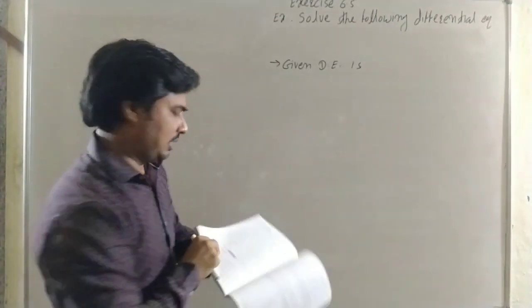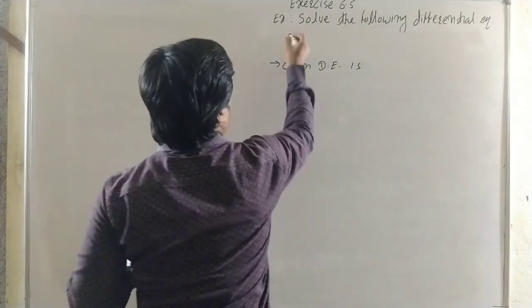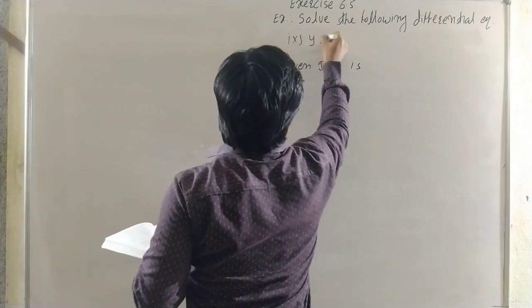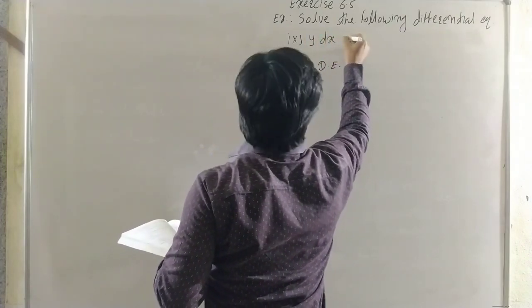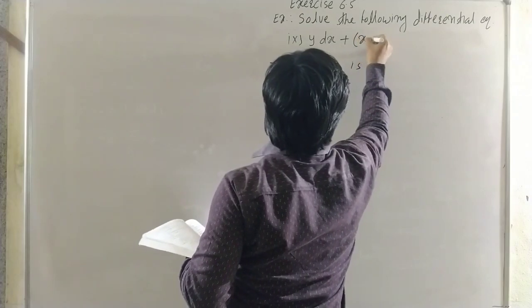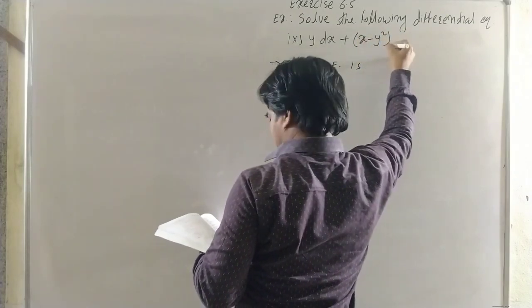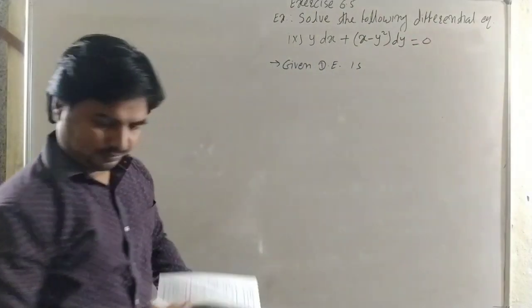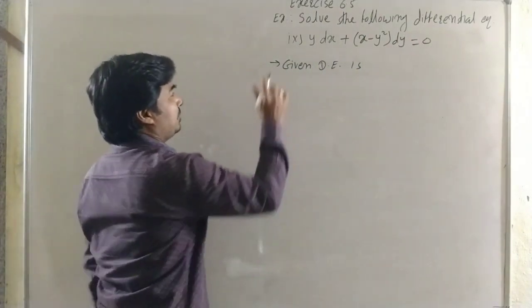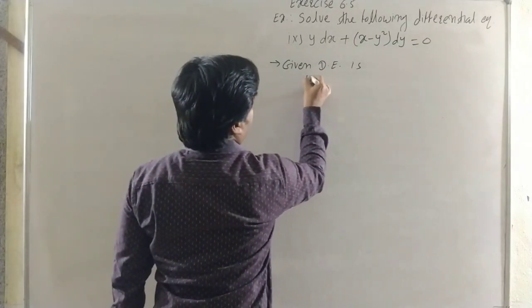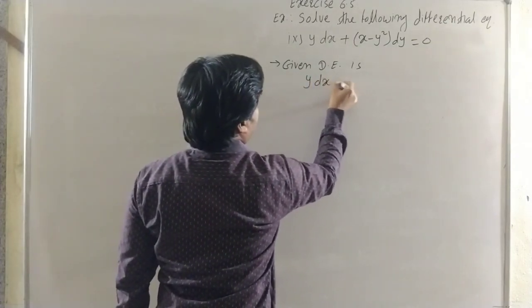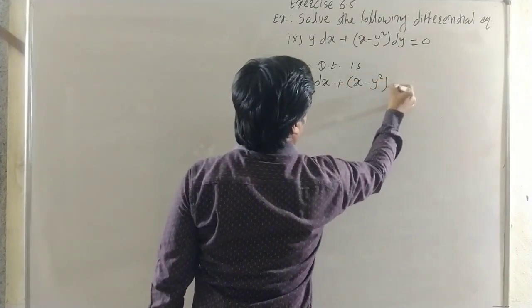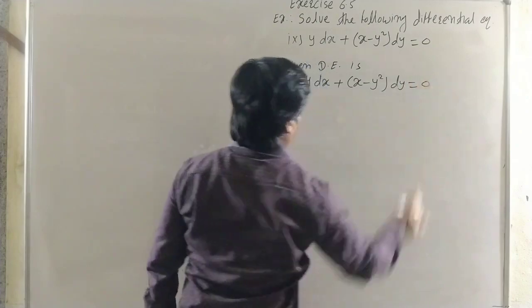Next, example number 9. y dx plus x minus y squared dy is equal to 0. Here, this is the given differential equation: y dx plus x minus y squared dy is equal to 0.